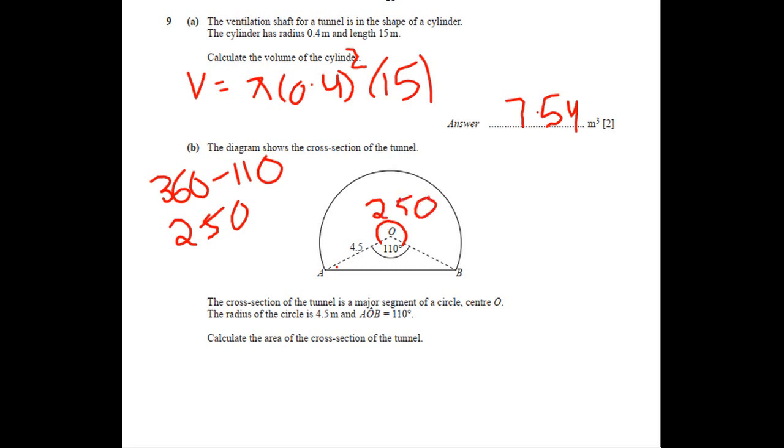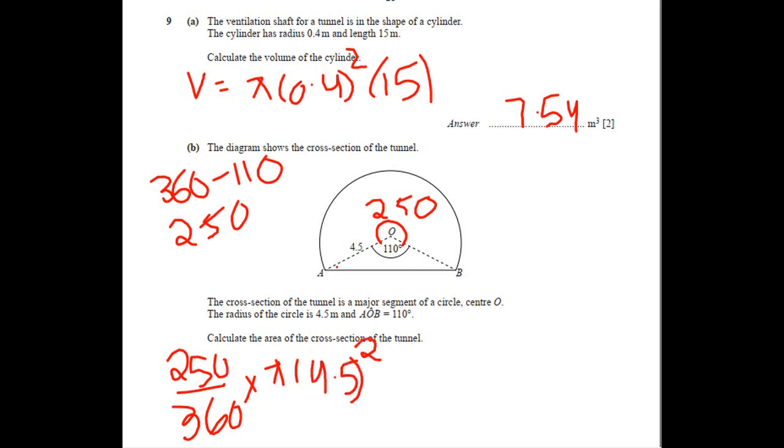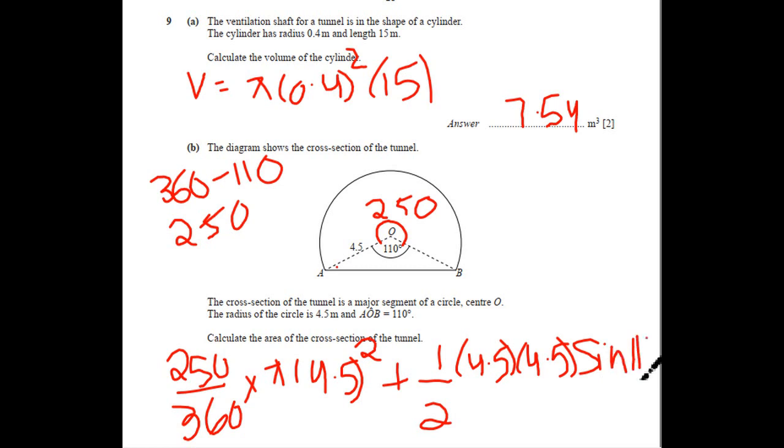So area of the major segment will be 250 over 360 into pi radius square, plus area of this triangle, which is the triangle underneath, which is half AB sine C, so half 4.5 sine 110. Solve this and you should get 53.7 rounded off to 3 significant figures.